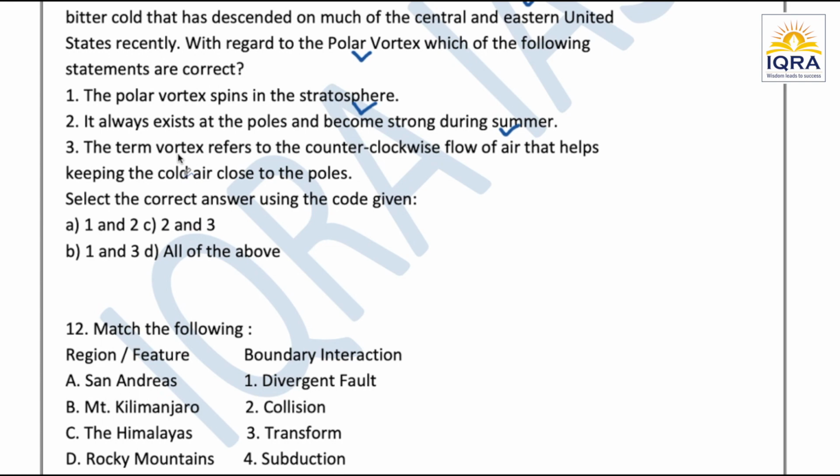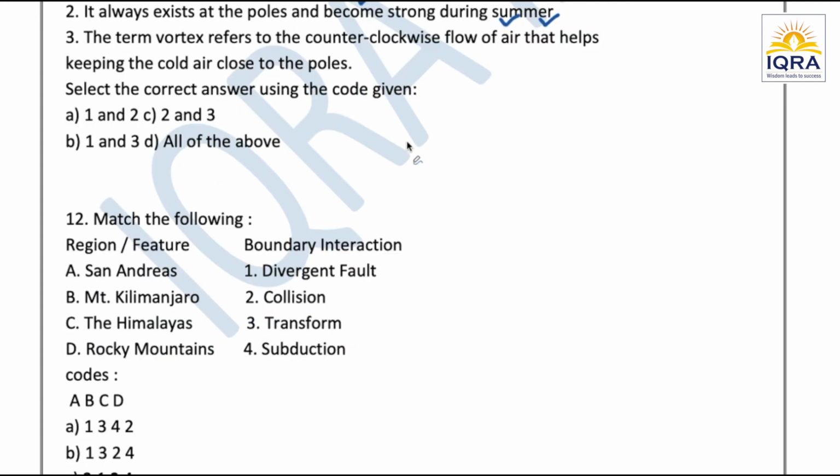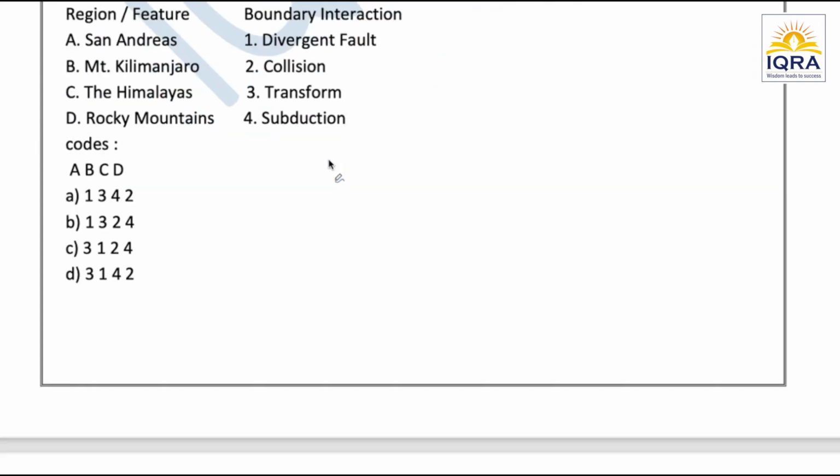Hence our statement 2 becomes incorrect. It becomes stronger in the winter. So according to what we have discussed, statement 1 is correct. Yes, it is present in the stratosphere, okay. Yes, the term vortex refers to the counter clockwise flow of the air, but in this statement, the word summer is incorrect here. Therefore option number B, that is 1 and 3, becomes the right answer.